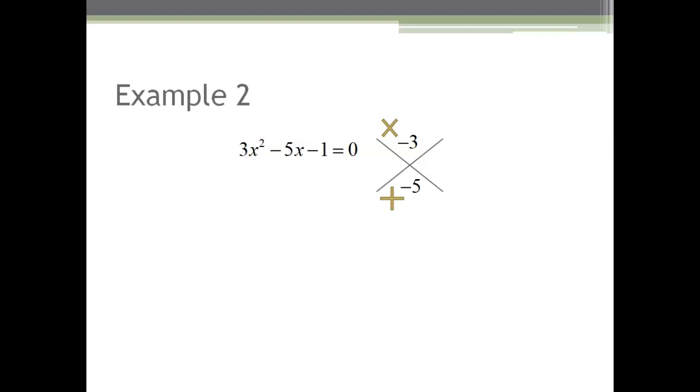So we can jump right into the quadratic formula. Again, let's identify a, b, and c for ourselves. A is 3, b is negative 5, and c is negative 1.